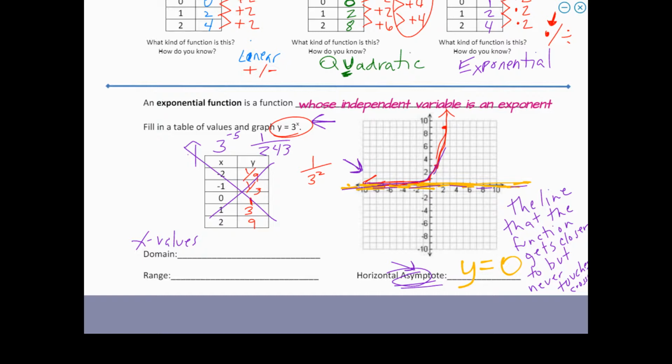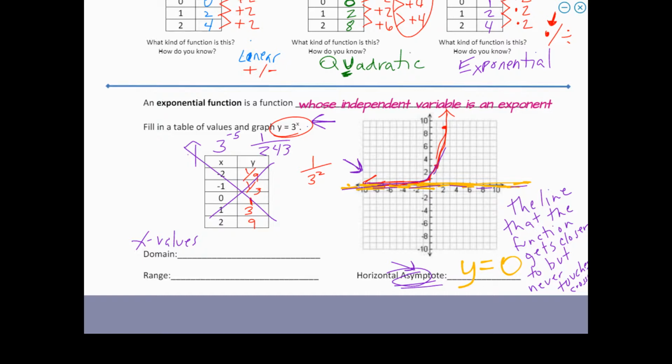So for my domain, for my x values, can I keep plugging in smaller and smaller x values? Yes, I can. Can I keep plugging in bigger and bigger x values? Yes. So what's my domain going to be? Nope, because I just said we're going to ignore the table when we're given the equation or the graph.